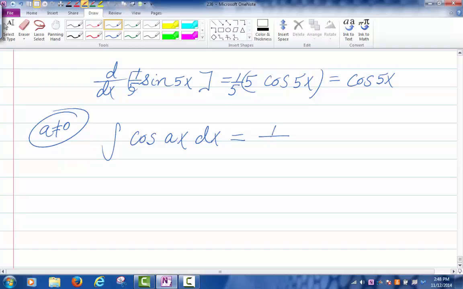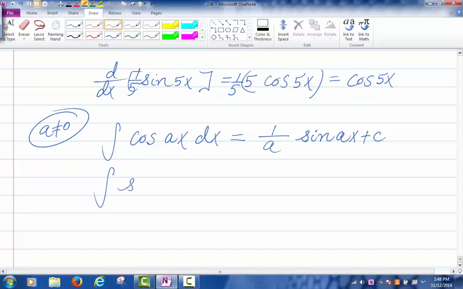Remember, when I had cosine 5x, it was 1 over 5 sine 5x. So this would be 1 over a sine ax plus c. And how do I check that I'm correct? Well, take the derivative of the right hand side. What's the derivative of sine ax? It's a times cosine ax, right? And a times 1 over a cancels out, and you get exactly cosine of ax. Again, a is a constant there.